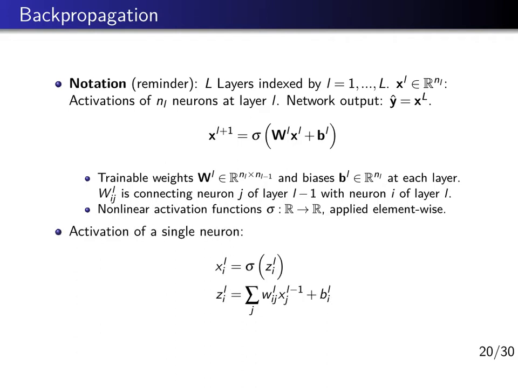So we will often need access to the argument of the nonlinear activation function. This is basically the internal activation of every neuron before we push it through the activation function. And because of this, we will give it a name and we will call this c_i^l for layer l and neuron number i.